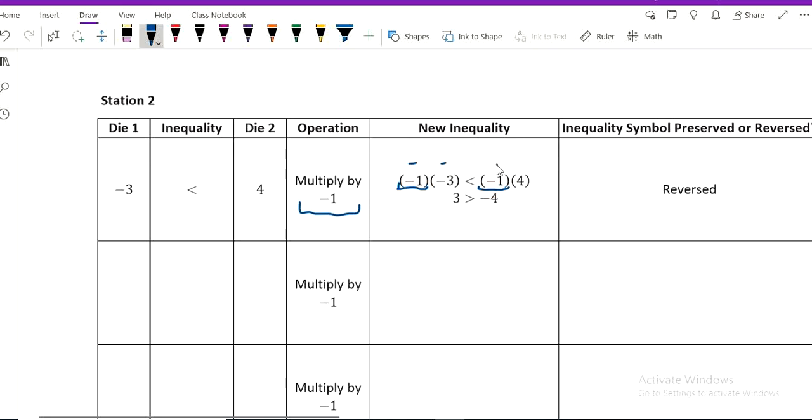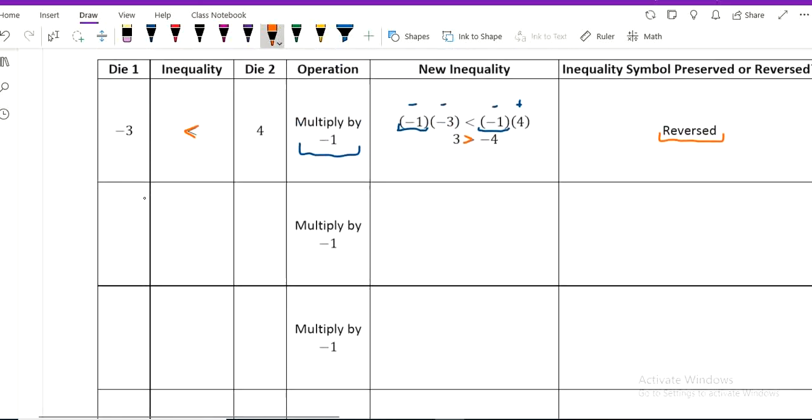On the flip side, when we have a negative times a positive, it gives us a negative. And then we would be left with positive 3 and negative 4. Well, we can't have the symbol facing the same way because positive 3 is greater than negative 4. Any positive number is greater than any negative number. So we see how it was originally opening to the right. Now that symbol is opening to the left. So it was reversed.